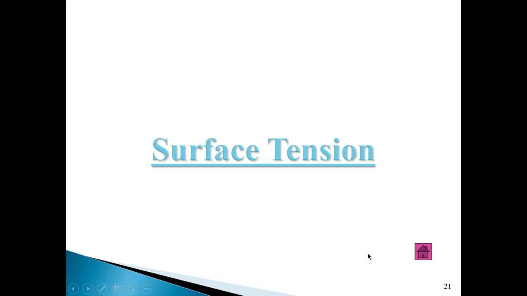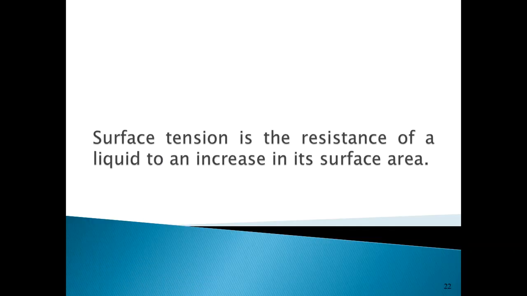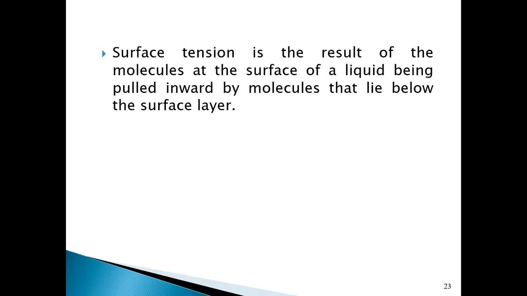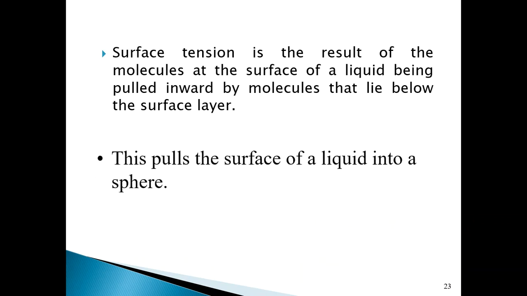Okay, so now we're going to look at another property of liquids, and that is known as surface tension. Now, what is surface tension? Well, surface tension is the resistance of a liquid to an increase in its surface area. And this is as a result of several things happening at the same time.